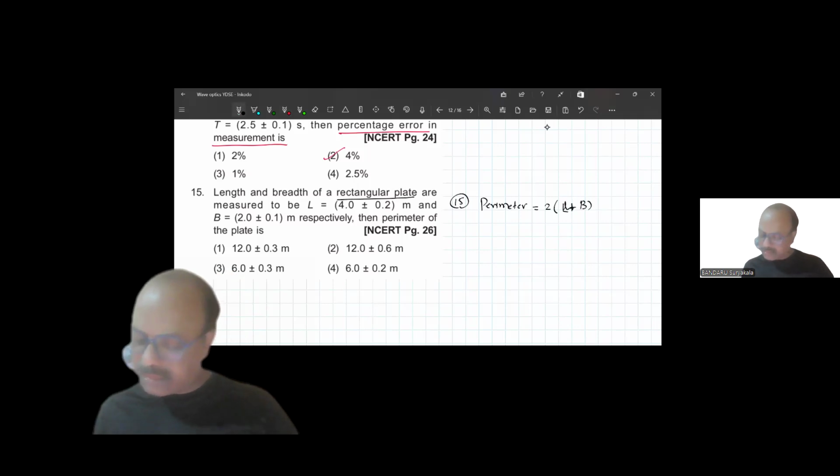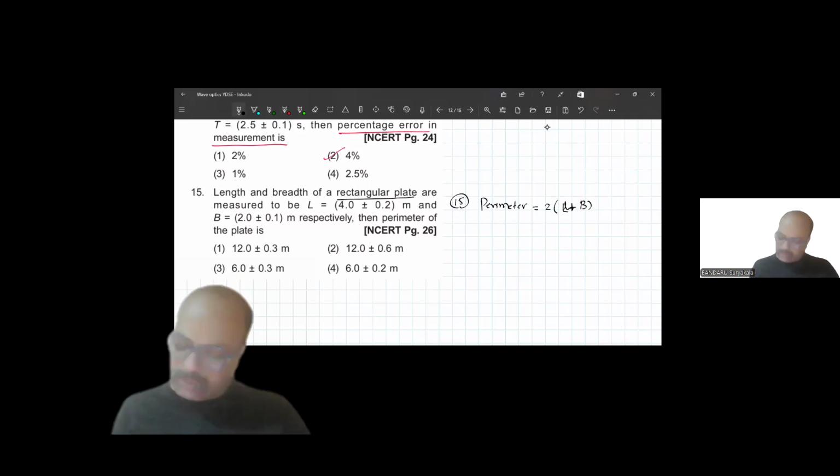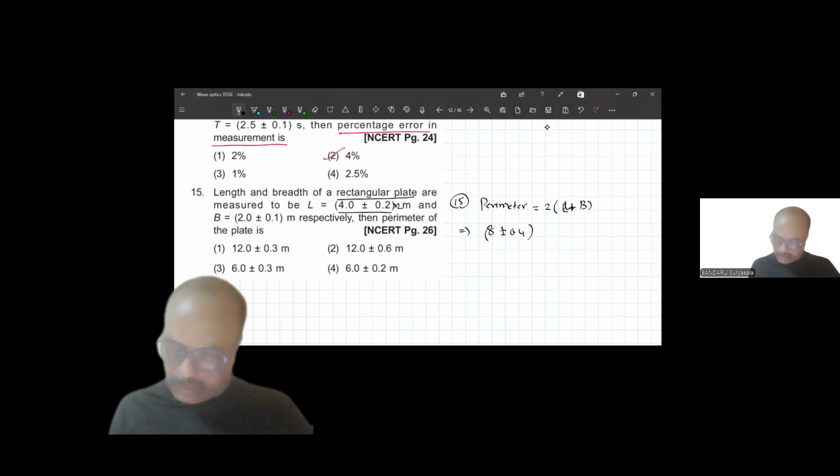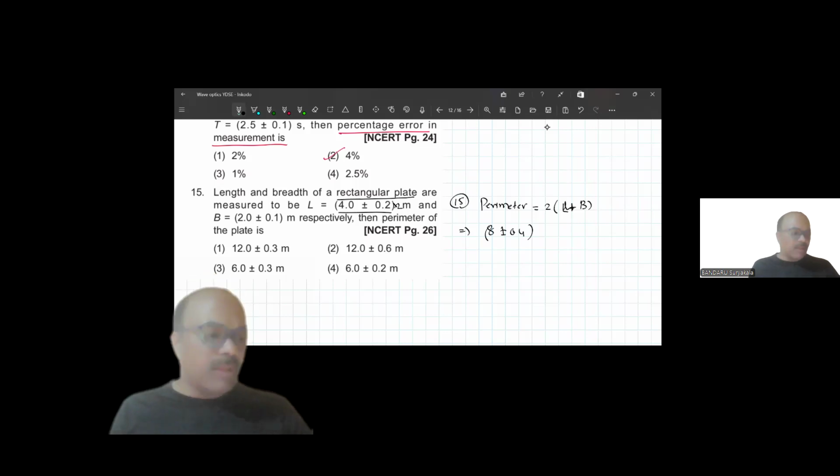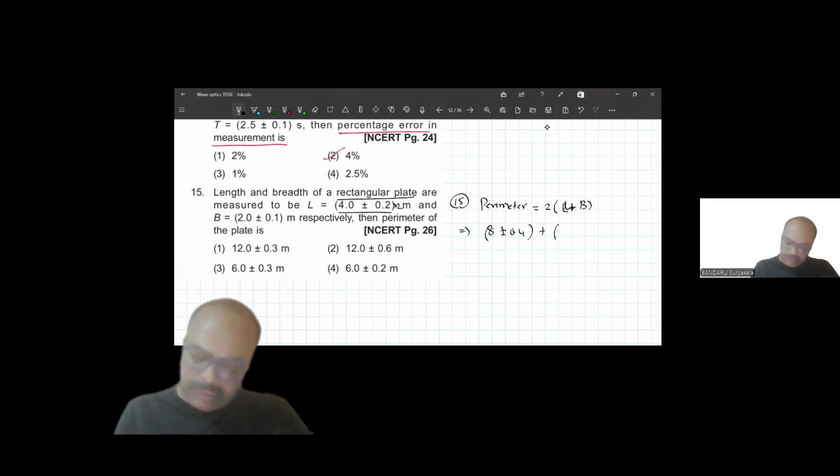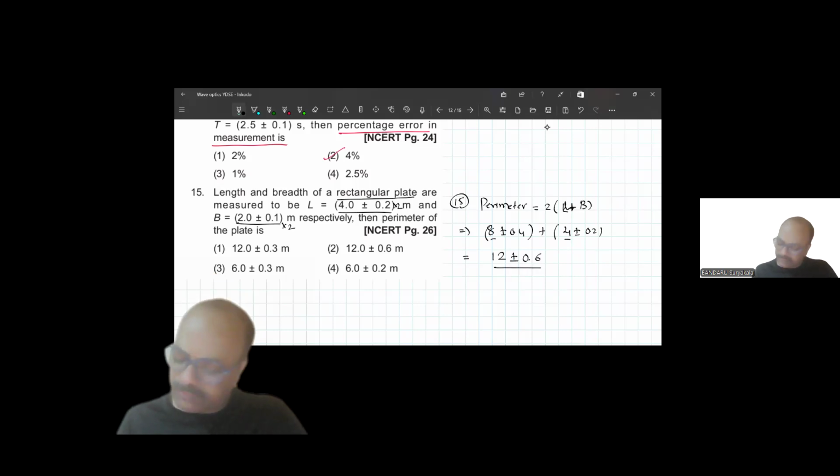So they gave capital letters, so you write capital letters only. So this equals 8 plus or minus 0.4. Why? Because if you multiply with the 2, it becomes 8, plus 2 times of B. Multiply with the 2, it becomes 4 plus or minus 0.2. So 8 plus 4 becomes 12 plus or minus 0.6. So option 2 is the correct answer.